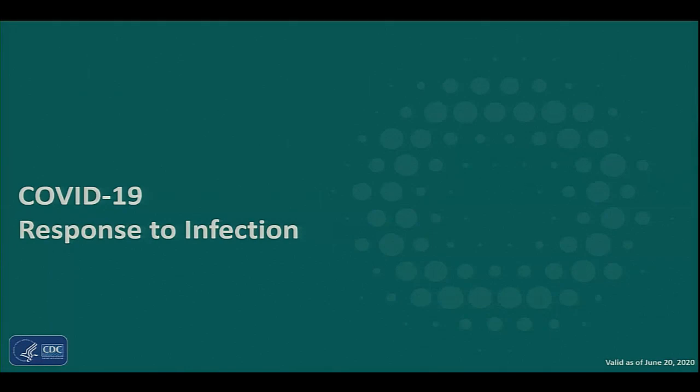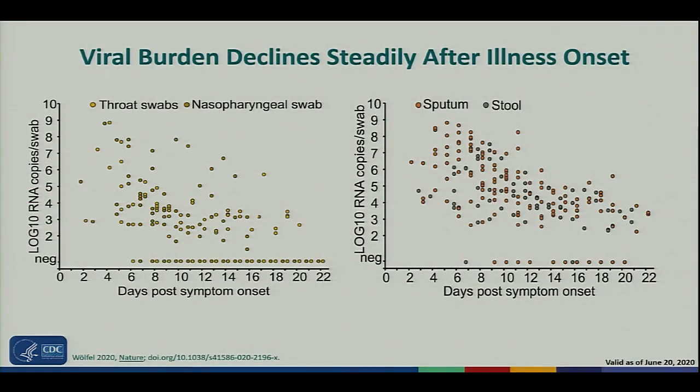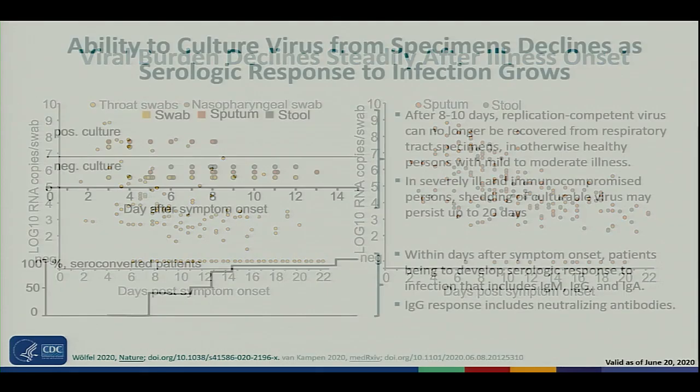So I'd like to spend a moment talking about what we know about how humans respond clinically to COVID-19, and I'll emphasize 5 main points. Next slide, please. First is that after illness onset, viral burden declines steadily. Whether it's a respiratory sample or a stool sample, the quantity of viral RNA is highest at illness onset and decreases steadily thereafter. Next slide, please.